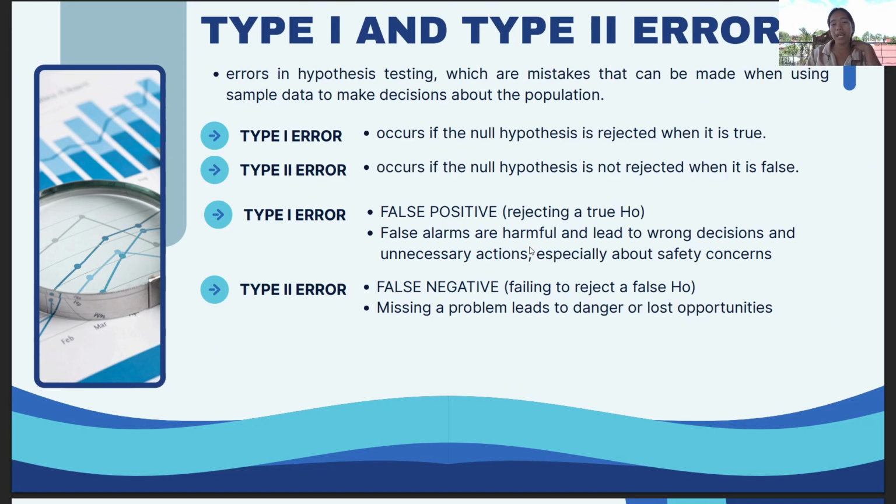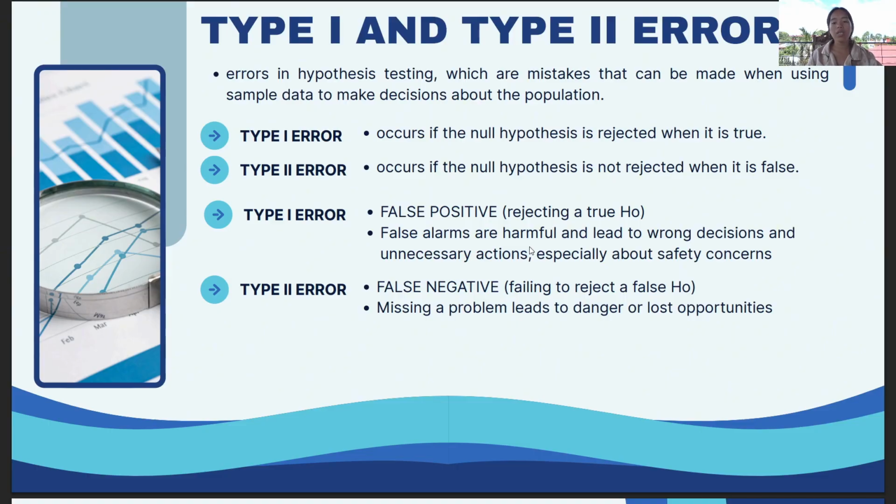There are two types of errors. But first, let's define errors in hypothesis testing, which are mistakes that can be made when using sample data to make decisions about the population. So, first, in type 1 and type 2 error under the null hypothesis, a type 1 error occurs if the null hypothesis is rejected when it is true, and a type 2 error occurs if the null hypothesis is not rejected when it is false. Now we have also the type 1 and type 2 error in the alternative hypothesis.